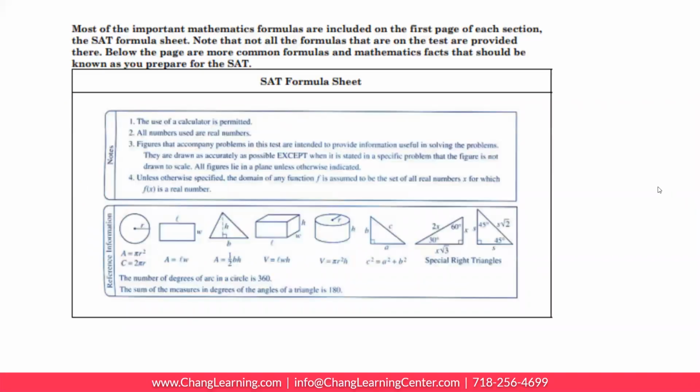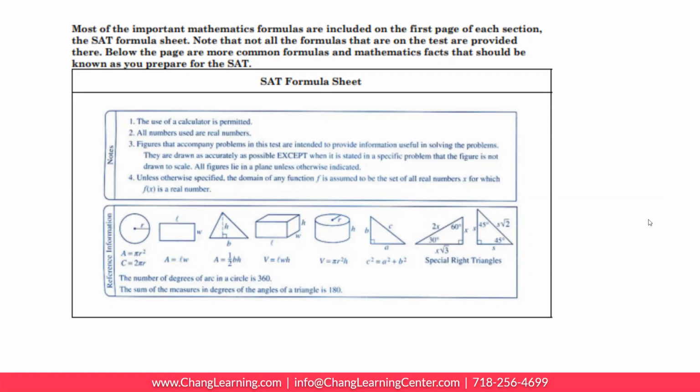This is the formula sheet that's given to you in your SAT booklet. You can see that most of the important mathematics formulas are included on the first page of each section of the SAT formula sheet. Note that not all the formulas on the test are provided there. Below the page are more common formulas and mathematics facts that should be known to prepare you for the SAT.